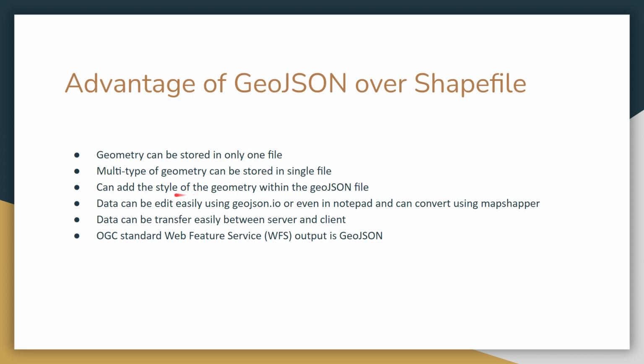Another advantage is that GeoJSON can be easily edited using the geojson.io website or even in Notepad, but a shapefile cannot be directly edited or updated using Notepad or geojson.io, because we need a specific kind of software for editing shapefiles. And also, GeoJSON can be converted to any other vector data format using mapshaper. I'll show you in a later video.